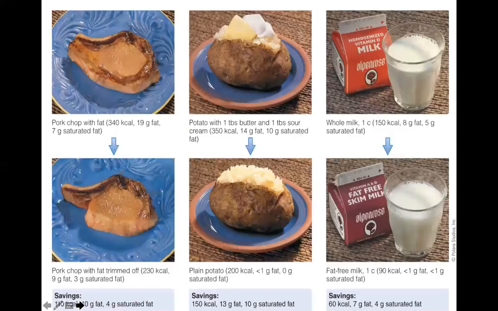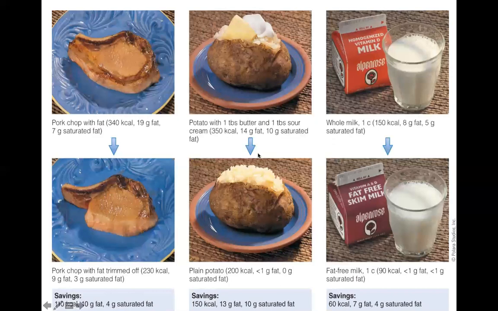And then this is a picture depicting how simple dietary changes can cut down fat as well as calories. So pork chop, if you don't trim the fat, it has 19 grams total. If you do trim the fat, you can get rid of 10 grams of fat, and it now only has 9 grams of fat. You cut the calories by more than 100.